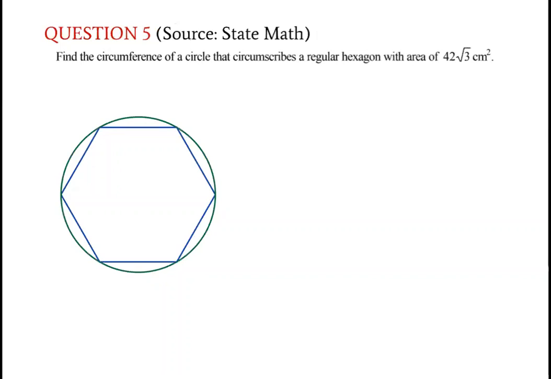Question 5 is very similar, and like the last problem, the area of a regular hexagon is basically 6 times root 3 divided by 4 times s squared.